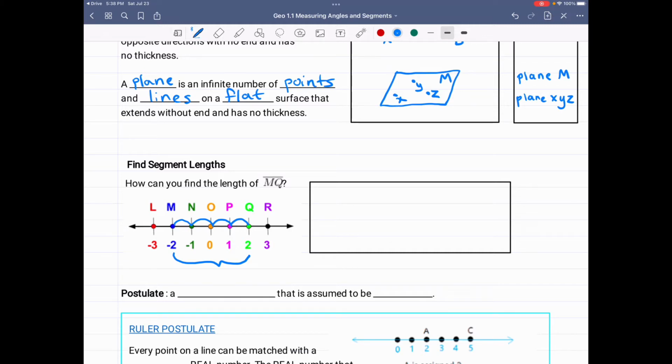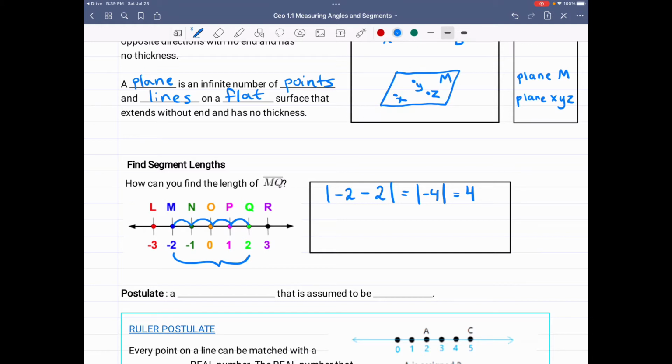Okay, so we have Q is at 2 and M is at -2. And so we can just subtract those. -2 minus 2. And if we put absolute value bars, it'll give us a positive. If we didn't have absolute value, it would equal -4. So it's the absolute value of -4, right? But when we take the absolute value, we get 4. And so like I said, you can count and figure out it's 4.